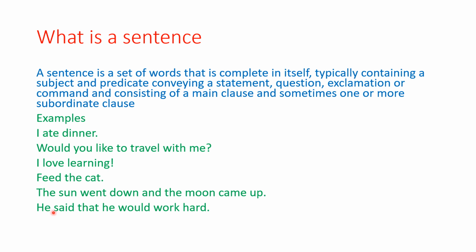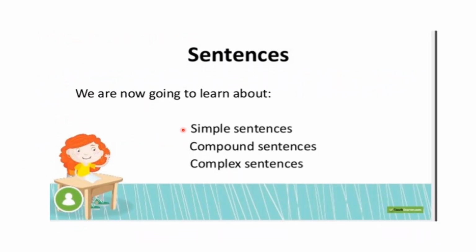This is also a sentence. He said that he would work hard. He said is the main clause. That he would work hard is the subordinate clause. We know that because the subordinating conjunction begins the subordinate clause. So this sentence is a complex sentence. Let us learn in detail about simple sentences, compound sentences, and complex sentences.